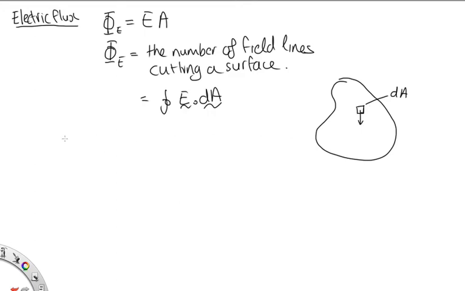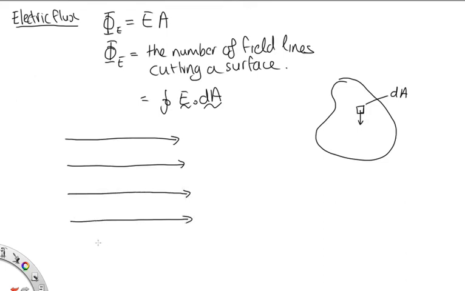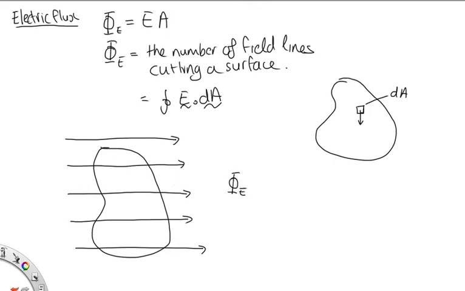So let's consider a closed surface in a constant electric field. Here's our constant electric field. And here's our closed surface. Now, the electric flux through this surface is equal to the number of field lines cutting the surface. So all we need to do is count them. The problem is that the ones going out of the surface, we can take those as the positive ones, and the ones going in are negative.